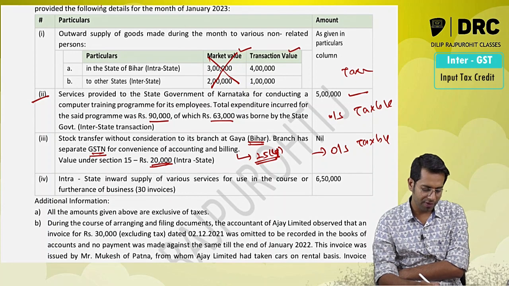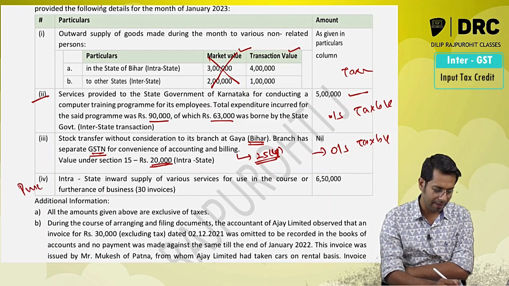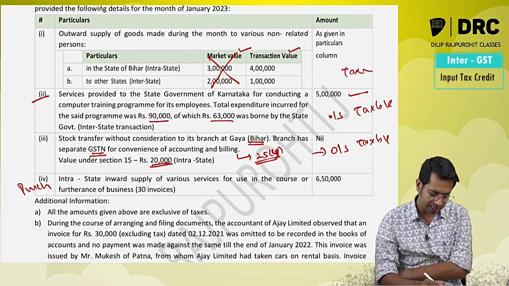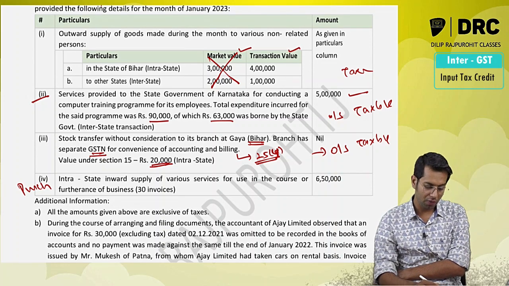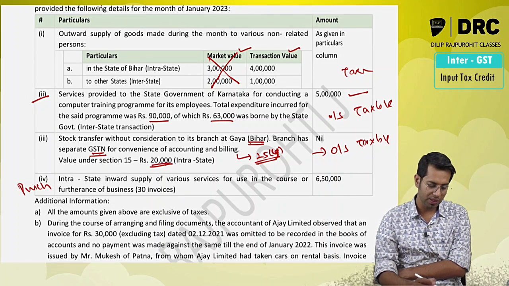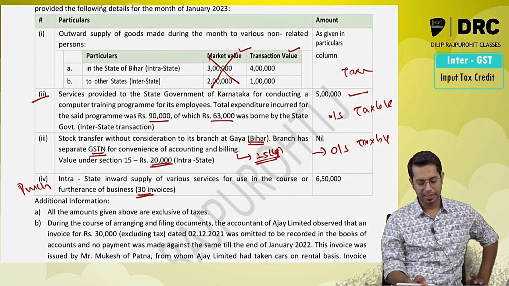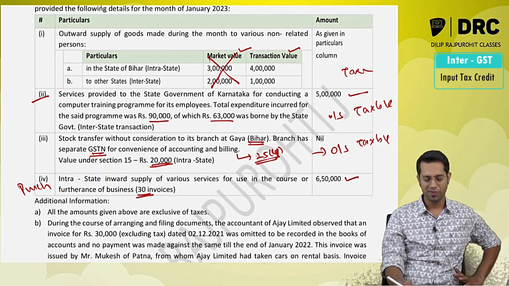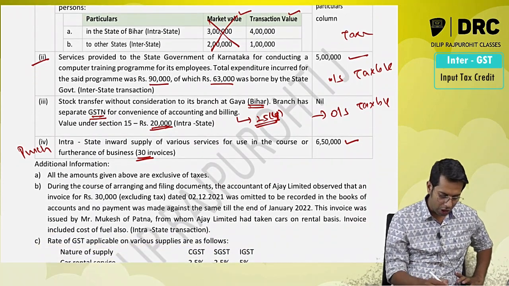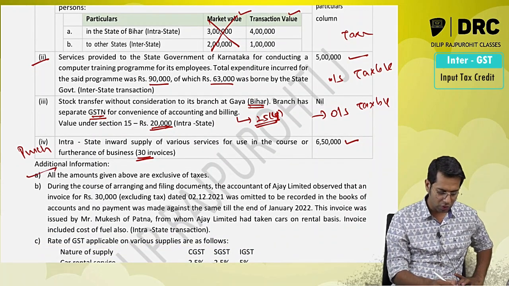Intrastate inward supply from various suppliers, so this is purchase. Various services for use in the course or furtherance of business. 30 invoices are there, 6,50,000. Almost all the amounts are excluding GST.